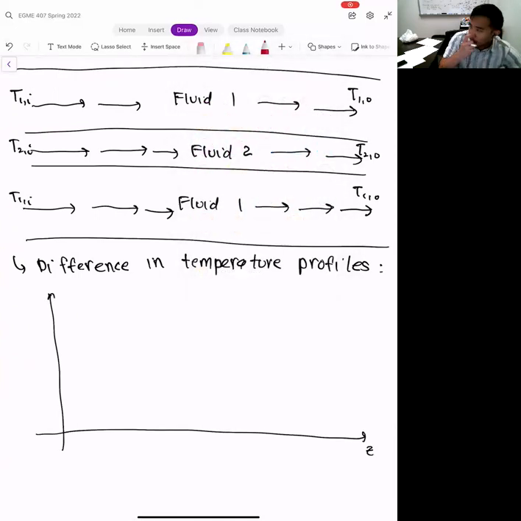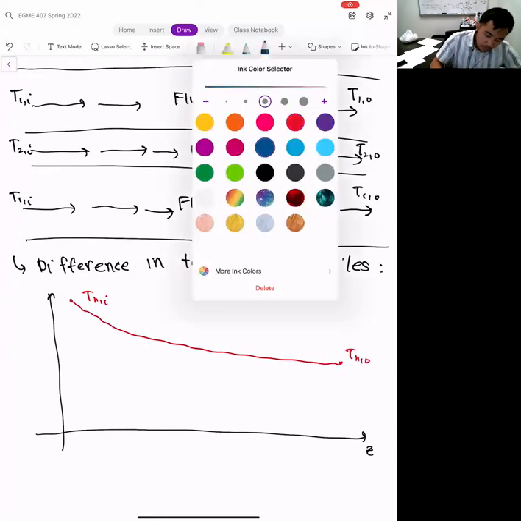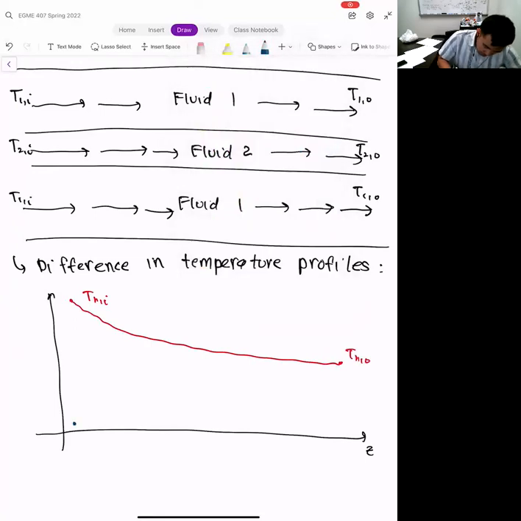Let's do the hot fluid first. We'll say that one of these is hot. The hot fluid is going to come in really, really hot. But through interacting with the other fluid, the temperature of the hot fluid is going to decrease, so it's going to go down just like that. Meanwhile, the cold fluid is going to come in really cold, and then by interacting with the hot fluid, it's going to heat up. So it's going to come up just like that.